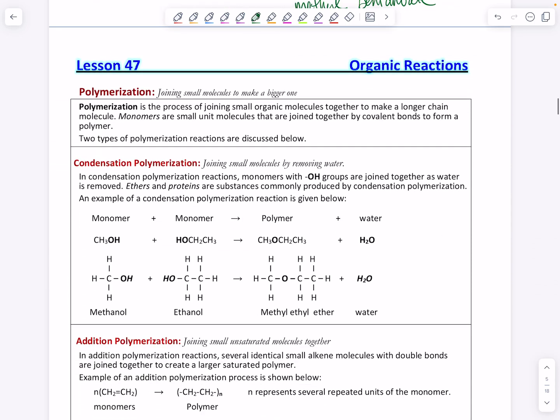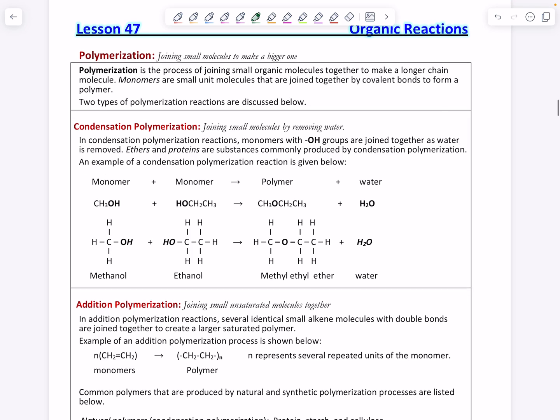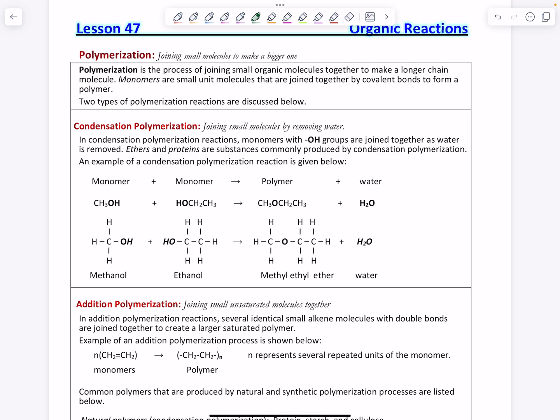All right, next type of reaction. This is another one that has sort of two subcategories, like the addition one earlier. Polymerization. So poly means many. Essentially what we're doing with polymerization is joining small organic molecules to make longer, bigger ones that have a lot of repeating units in their patterns, okay? That's basically what it says here. We join small organic molecules together to make a longer chain.